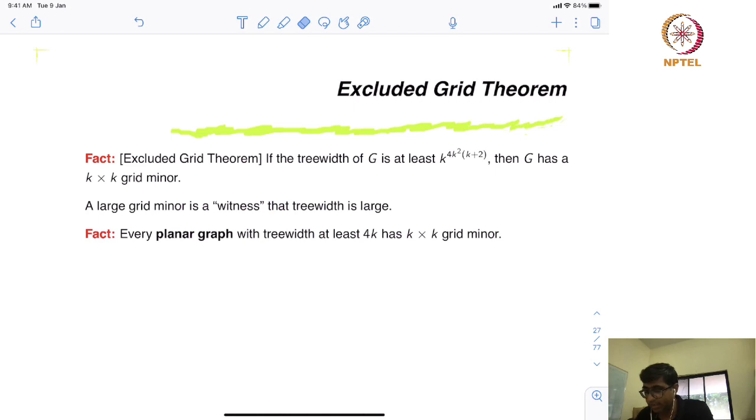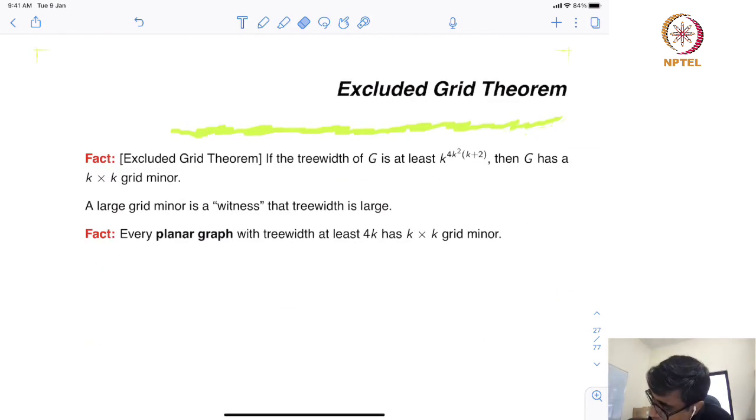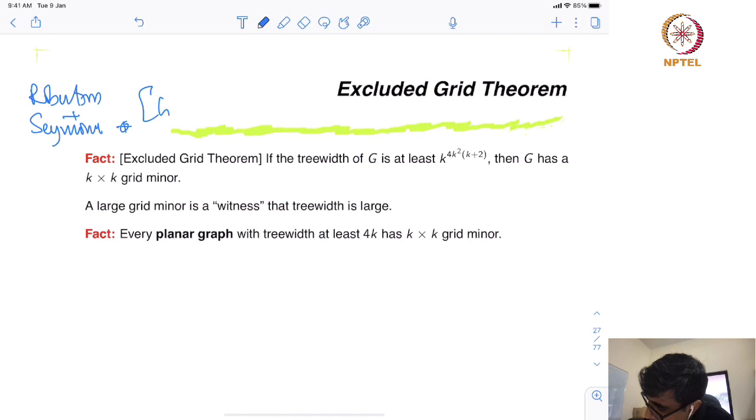Okay. But there is another, so what does this provide? Existence of a big clique implies treewidth is big, but there is another structure which is not as dense as, say, a clique, but whose existence also implies large treewidth, that is a big grid. So, this is the excluded grid theorem, which was proved by Robertson and Seymour in the graph minor papers.